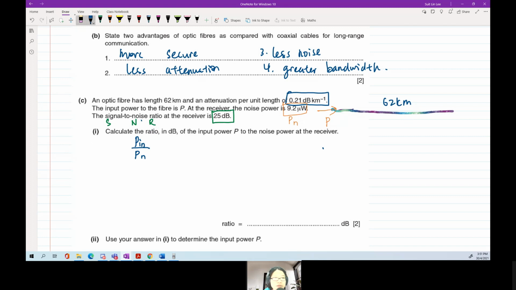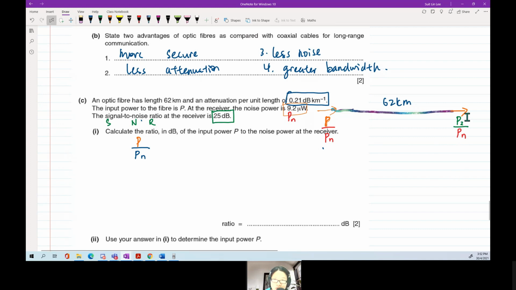Okay, so one by one, I draw first. This P is your input. So this one is the P. This is the P. Okay, and then there's noise here. So there's P over Pn here. This is my Pn. And then there's also at the receiver. So whatever that comes out of the receiver, I'm going to change color. Let's say I call this P2, P out. P2 over noise.